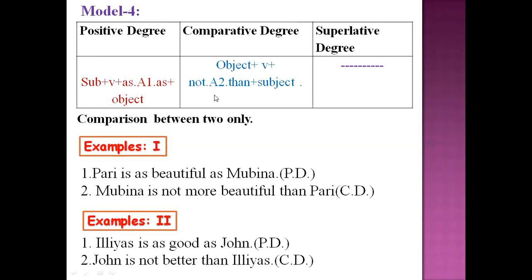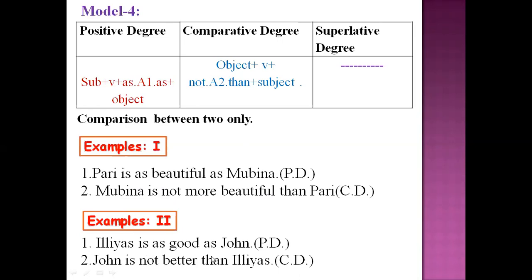In the second example, we are replacing this structure into the example. Mobina is here the object, is is the verb, and not. We replaced it here: Mobina is not more beautiful than Pari. Here we didn't see any equal status or equal qualities in Mobina and in Pari. Let's take another example also.